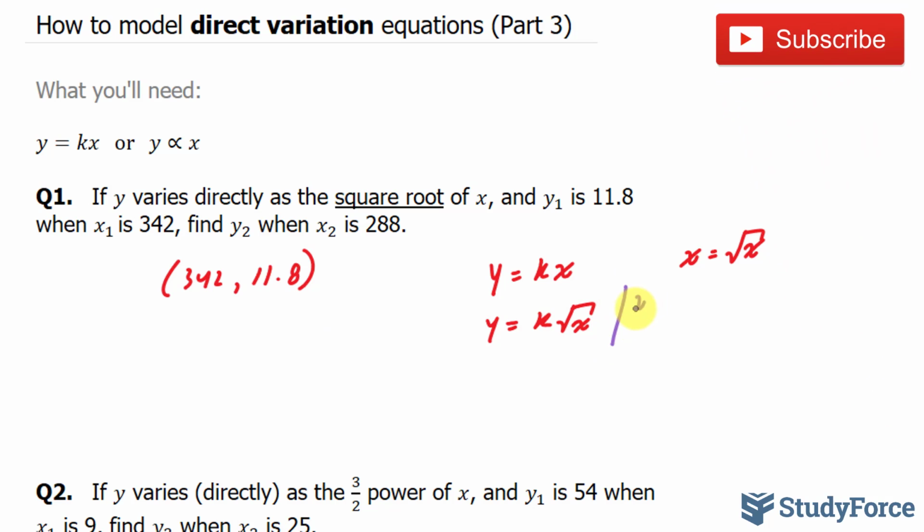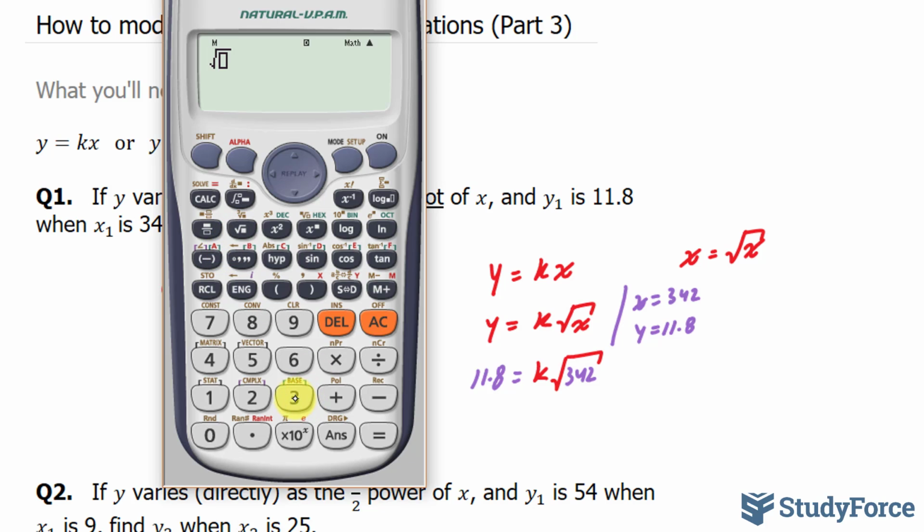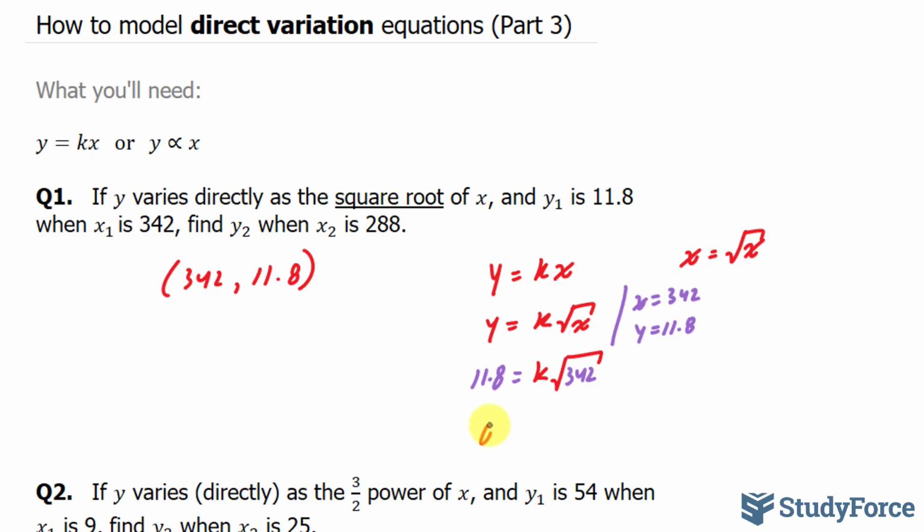If I substitute x is equal to 342 and y is equal to 11.8, here's what we get. 11.8 is equal to k square root of 342. Solving for k, we will first evaluate what the square root of 342 is. Using our calculator, the square root of 342 is approximately 18.49. So 11.8 divided by what we just found gives us 0.6380.